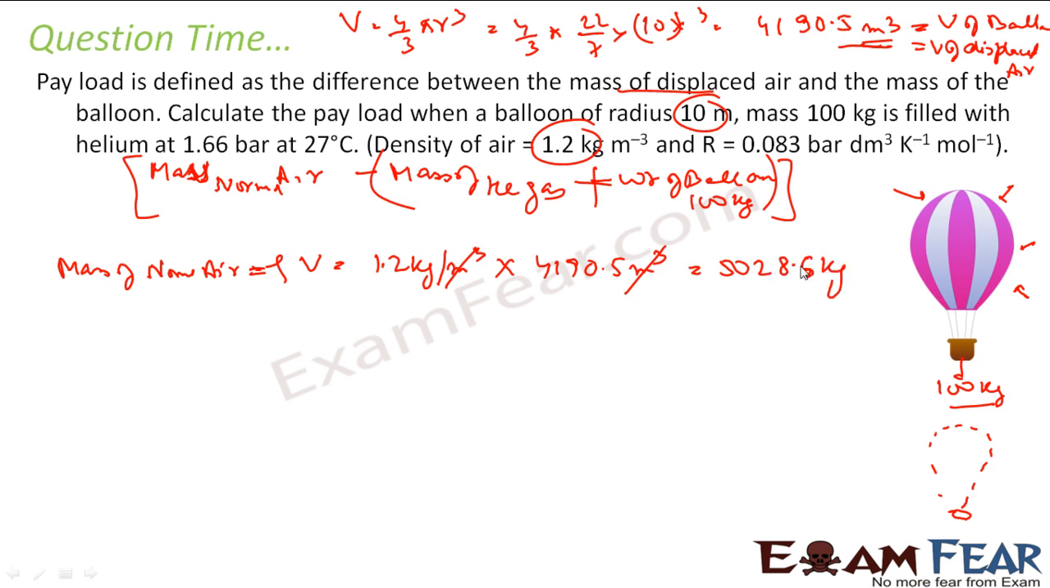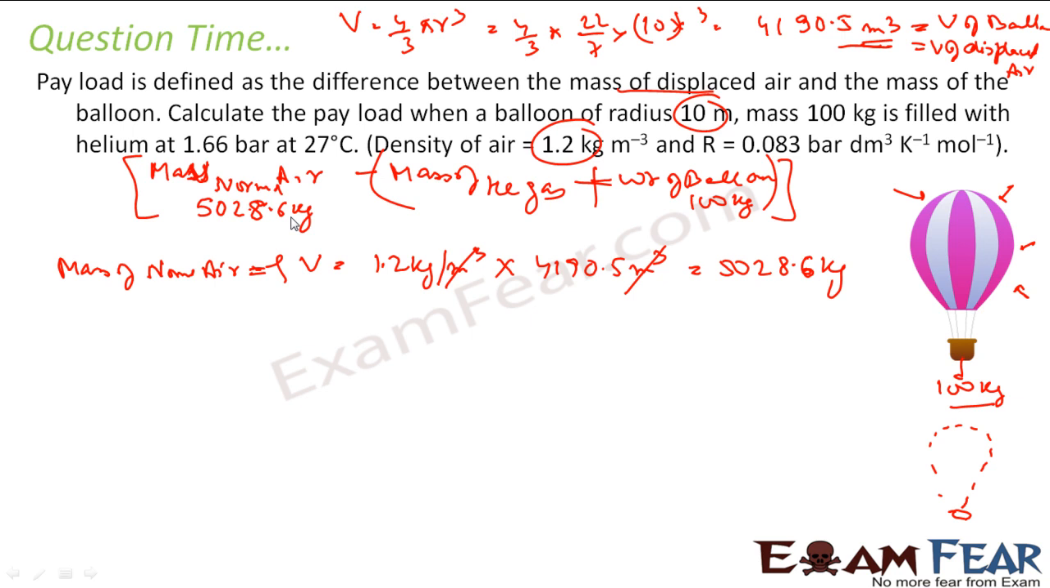With dimensions, if you see, things are clear. Had this been in centimeter cube, we would have to convert it to meter cube, because my question demands that, since my density was given per meter cube. So I have to give volume in meter cube only. So I got this kg. So the mass of normal air is 5028.6 kg.